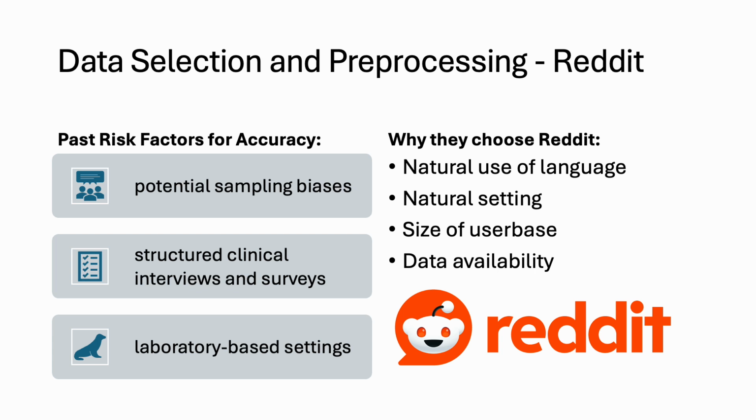As far as data selection and pre-processing, this slide focuses on Reddit and why the researchers chose to use it. So the paper states that some of the past risk factors for accuracy in previous research were potential sampling bias, as well as structured clinical interviews and surveys, and also a lab-based setting. And so this led the researchers to choosing Reddit. The paper states that they felt that Reddit facilitates a natural use of language. The users are usually reaching out on their own accord to find help or to discuss matters around suicide. Also, it's a natural setting because, again, these people are at home, usually on their computers or phones.